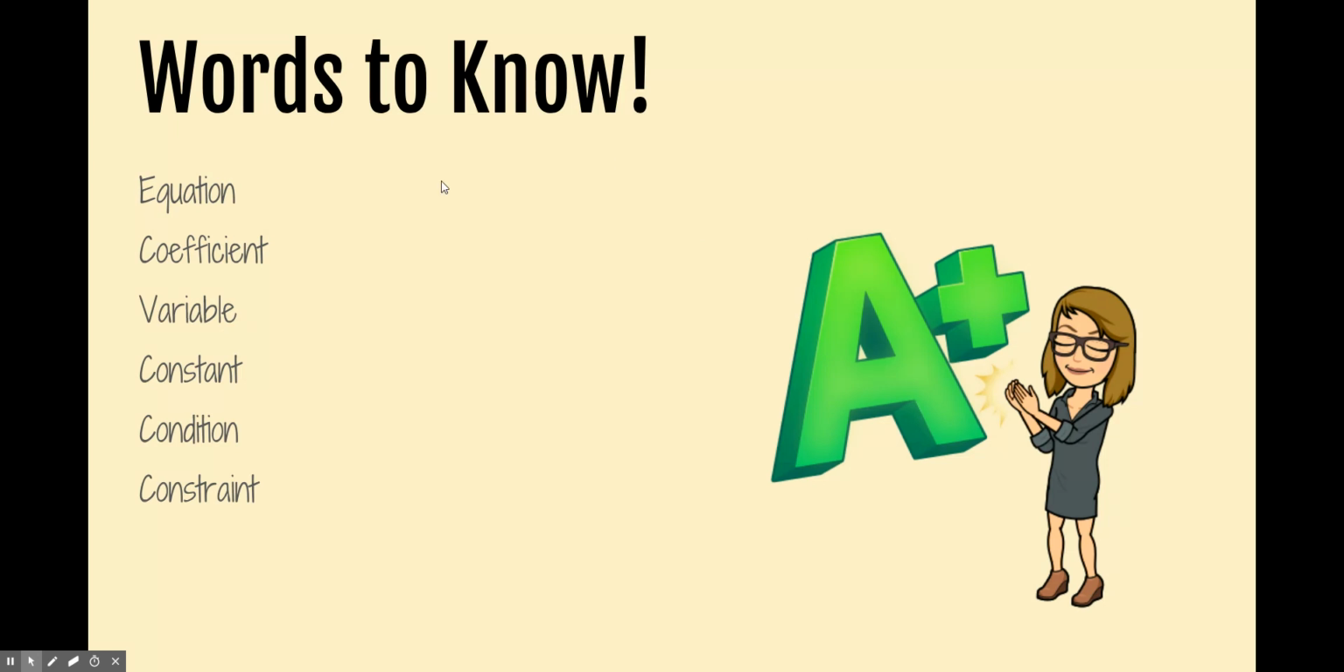So these are some words that you need to be able to know and understand. So equation, obviously, coefficient, variable, constant, condition, and constraint. These are the ones that are particular to this video. But then also there are a bunch of other ones that we talked about previously in 6.1 and 6.2. So just make sure that you are familiar with all the vocabulary.